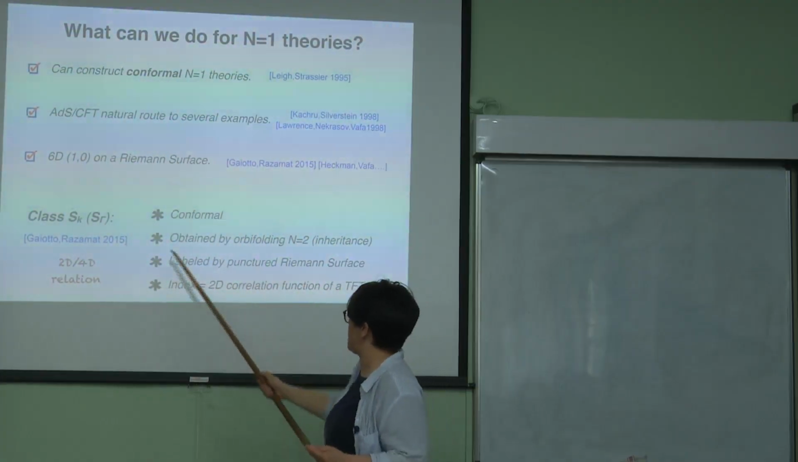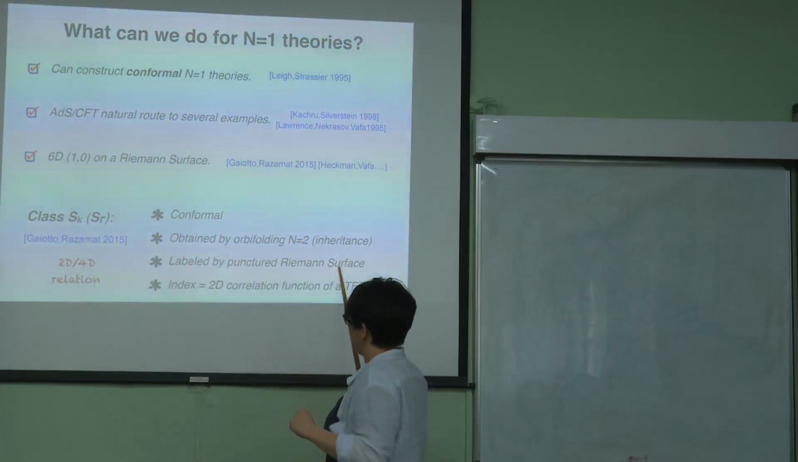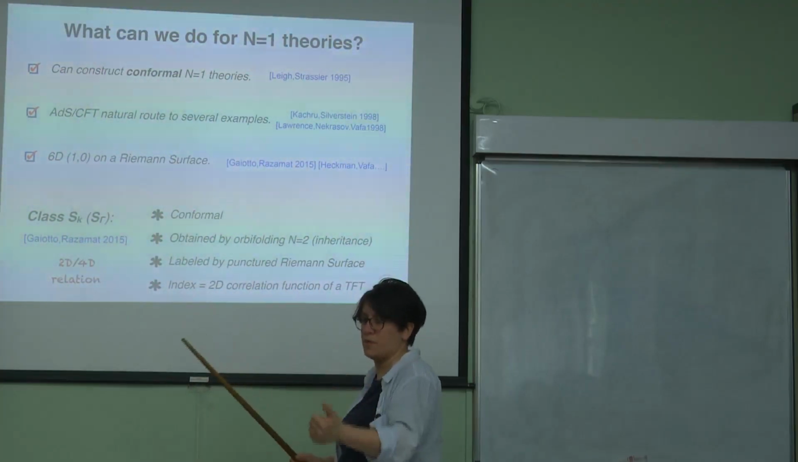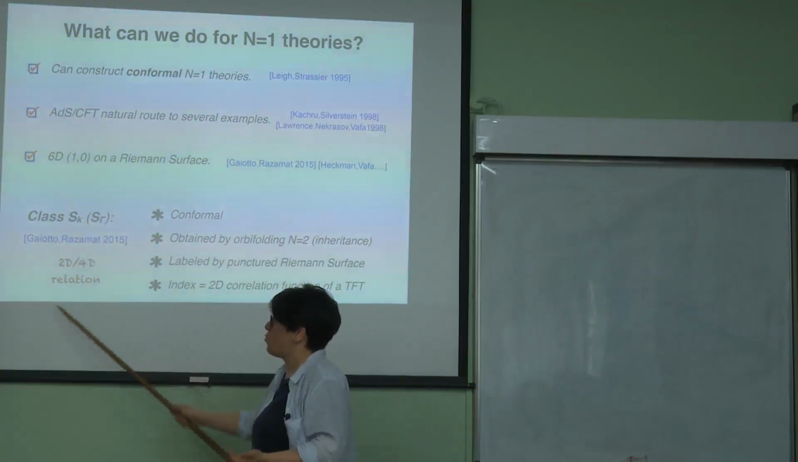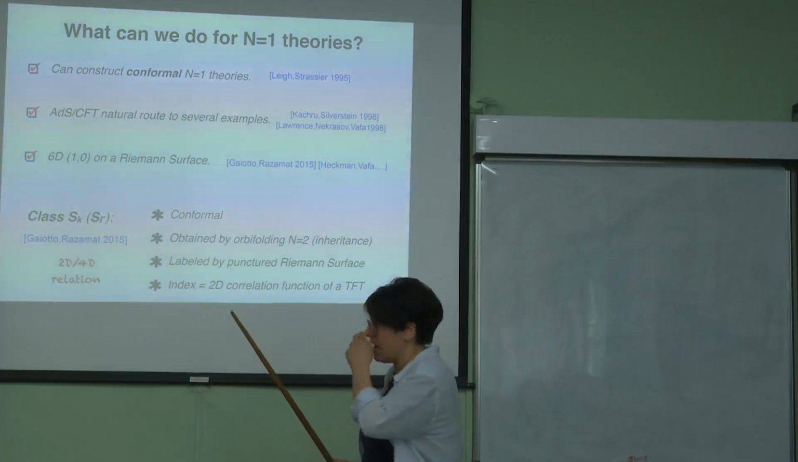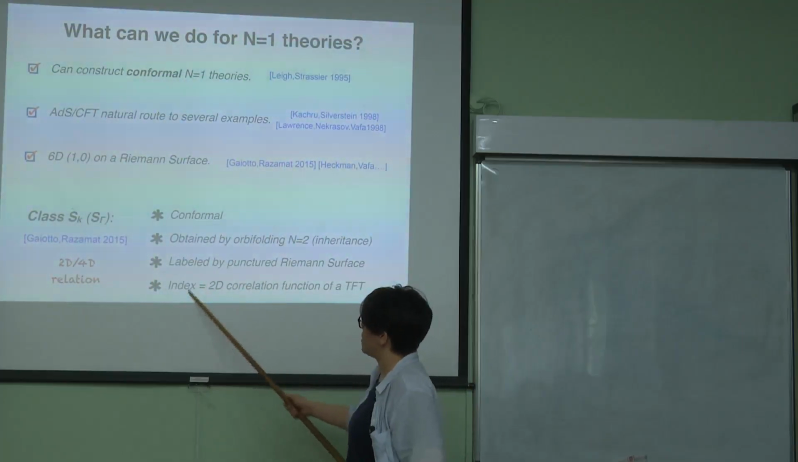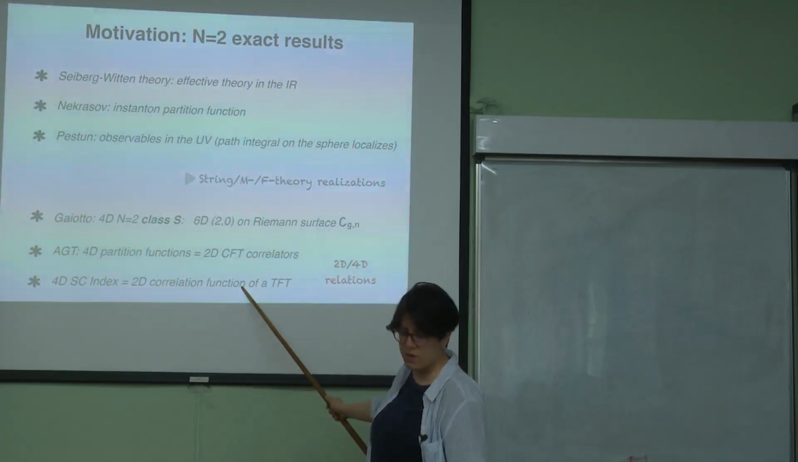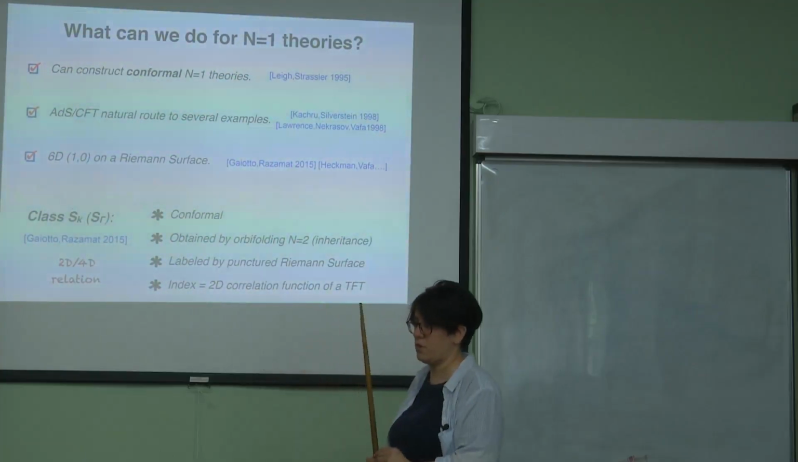And what was amazing about this paper is that you classify the theories by having a Riemann surface and punctures on it, and you can label the theory by telling me what is the Riemann surface and which punctures you have. And this is, like the same way we had in N=2 theories, beginning to discover 4D to 2D relations. And in this paper, they used the index as their main object. And they were able to do the same thing that was possible for N=2 theories. They were able to rewrite the index as some type of 2D topological field theory correlator.